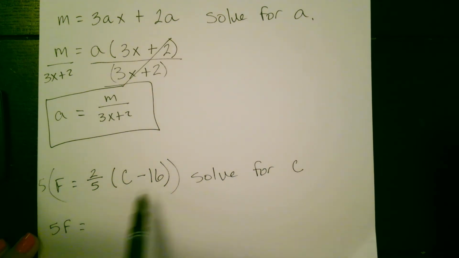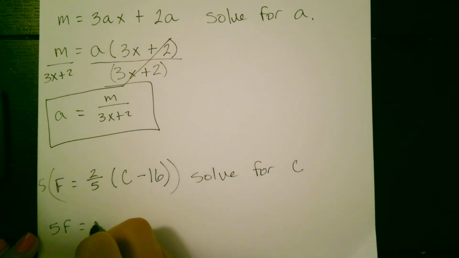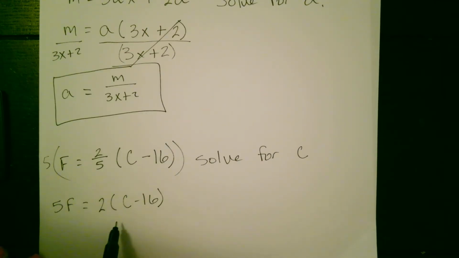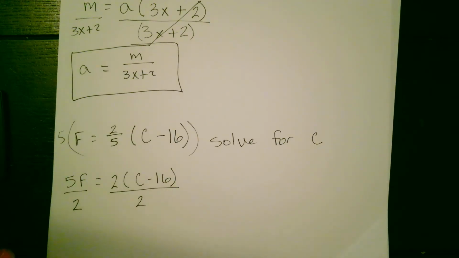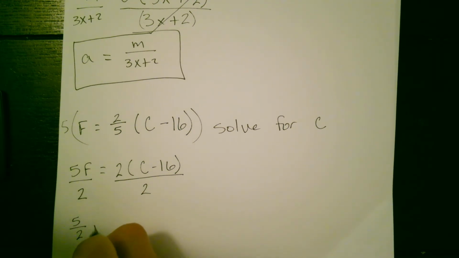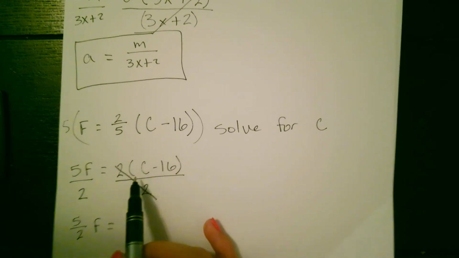So when I multiply by 5, I'm dividing by 5, so those 5's cancel out. So I'm just left with 2 times c minus 16. And now I'm just multiplying by 2. I'm still trying to bust that c out of the parentheses. So since I'm multiplying by 2, I will divide both sides by 2. So I get 5 over 2f equals 2 divided by 2 is 1, so that cancels out. So I'm left with just the c minus 16.